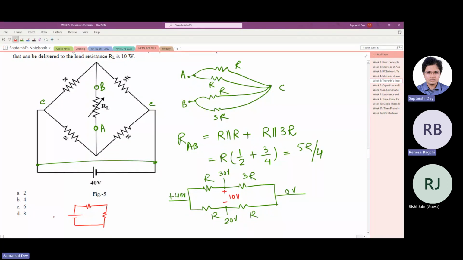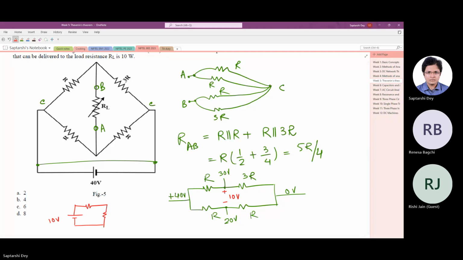Sir, R equivalent from 4R, it will be parallel. Then we'll be doing a parallel combination. Then it will be 4 by 3R. Then I1 is coming 30 by R. Total I is coming 30 by R. So I1 will be 10 by R and I2 will be 20 by R. So RTH will be 5R by 4.